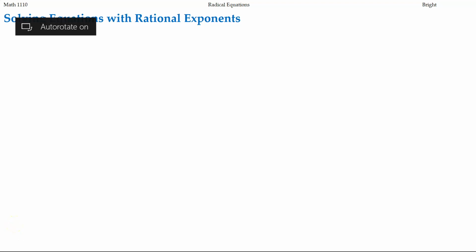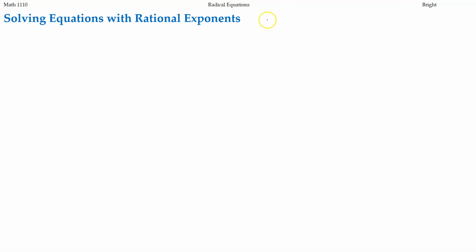We've worked with radical equations quite a bit, and now we're going to look at equations with rational exponents. And remember that every rational exponent is just a radical. So again, as a reminder, if we have a to the m over n, that's the same as saying the nth root of a to the m. And again, we saw how to rearrange that a little differently.